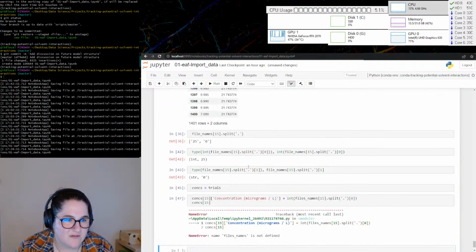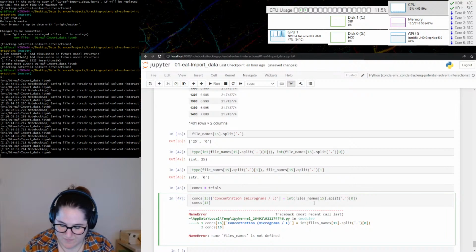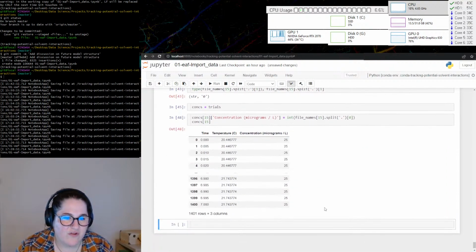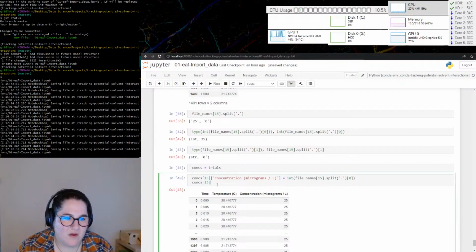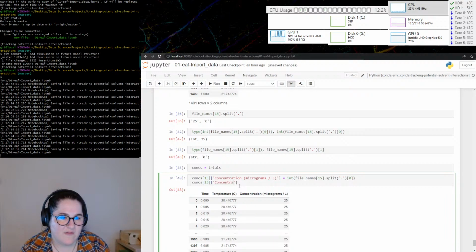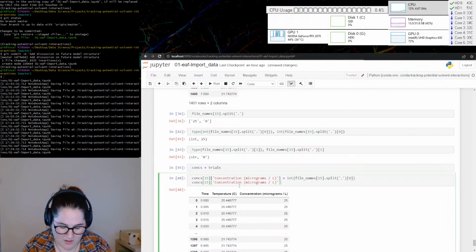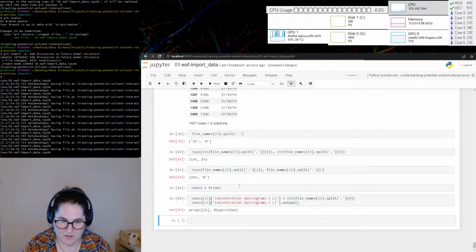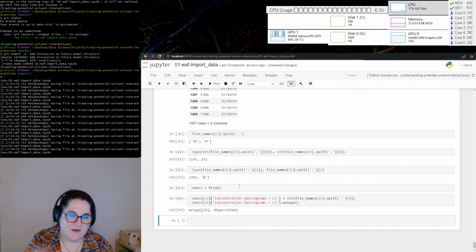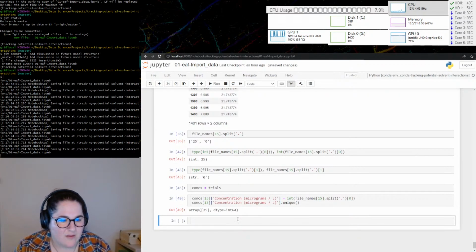File names is not defined. Oh, files names, that's funny. Okay. Let's do conx 15, and let's look at concentration micrograms per liter, dot unique, and it's 25 the whole way down. That's perfect.